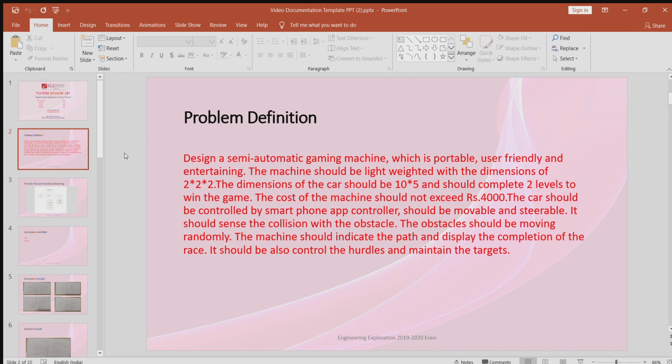The car should be controlled by smartphone app controller, should be movable and steerable. It should sense the collisions with the obstacles. The obstacles should be moving randomly. The machine should indicate the path and display the completion of the race. It should also control the hurdles and maintain the targets.